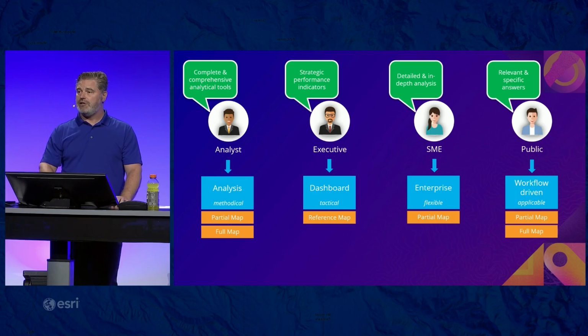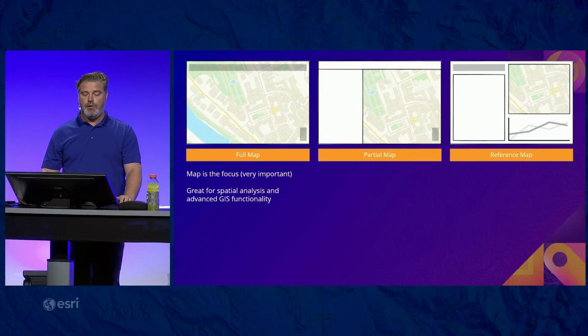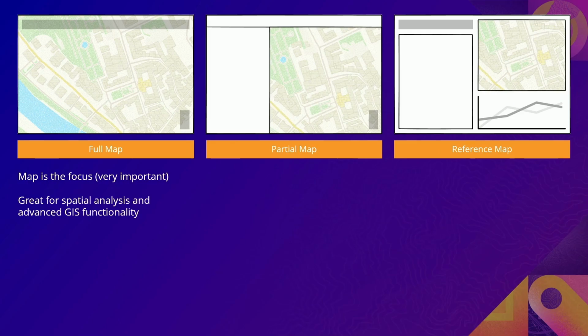Based on the application type and the users, there's very specific layouts that you can use. And there's really 3 layouts: full map, partial map, and reference map. So please allow me to go to the next slide and introduce those layouts. I will come back to those personas in just a bit. So the full map layout is a layout where the map is the main focus. Map is super important. It's great for spatial analysis and advanced GIS functionality.